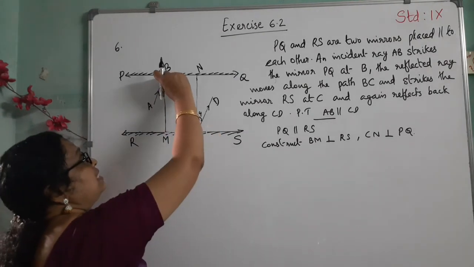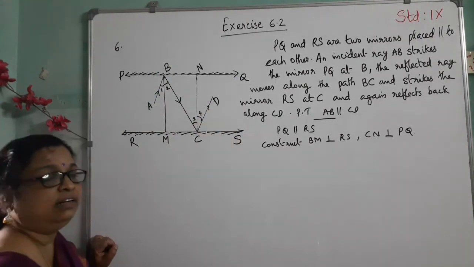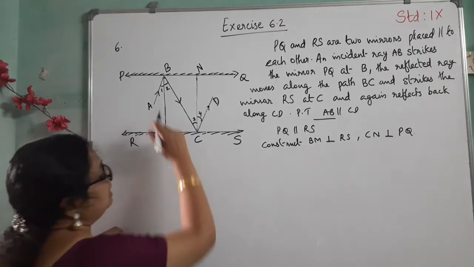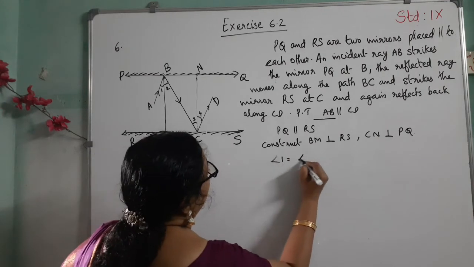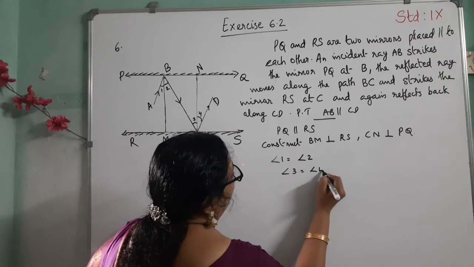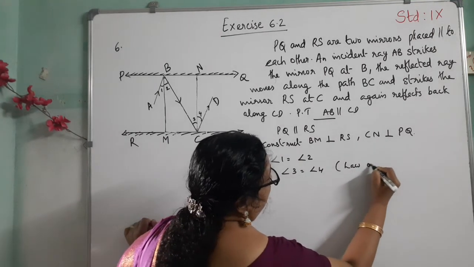We know that this is the incident ray and this is the reflected ray. So we know that the angle of incidence equals the angle of reflection. That is angle 1 equals angle 2. And here angle 3 equals angle 4. That is the law of reflection.